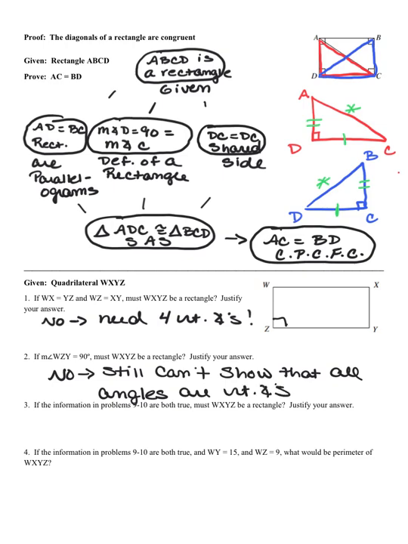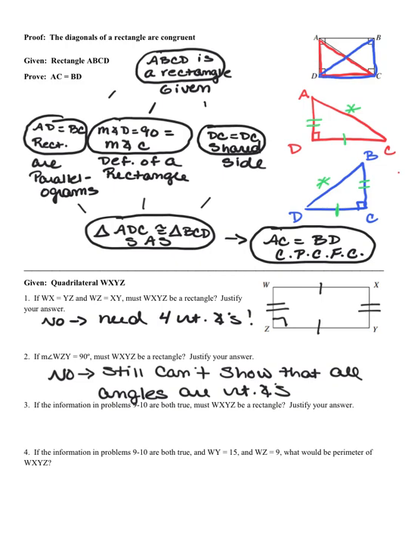So in number 3, it asks us, what if the information in problems 9 through 10 are both true? So we know that we have a right angle, and we know that opposite sides are congruent to each other. Do we have enough information now to know that it's a rectangle? And the answer is yes. If opposite sides are congruent, we know we have a parallelogram. That's a property of parallelograms.